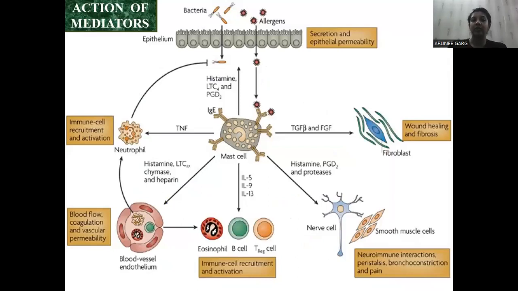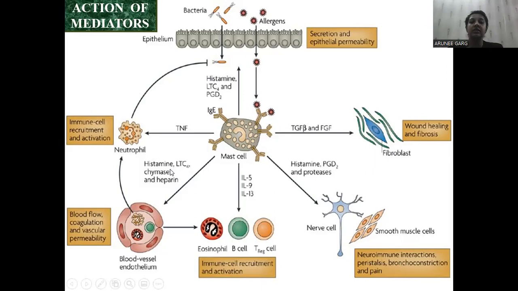So these are the actions of mediators. All the primary and secondary mediators that are released, like TGF-beta and FGF, act on the fibroblast, which helps in wound healing and fibrosis. Histamines and proteases act on the nerve cell and smooth muscle cell, and affect the neuroimmune interactions, peristalsis, and bronchoconstriction in pain. Then the various types of interleukins act on the T cell, B cell, and eosinophils and help in immune cell recruitment and activation.